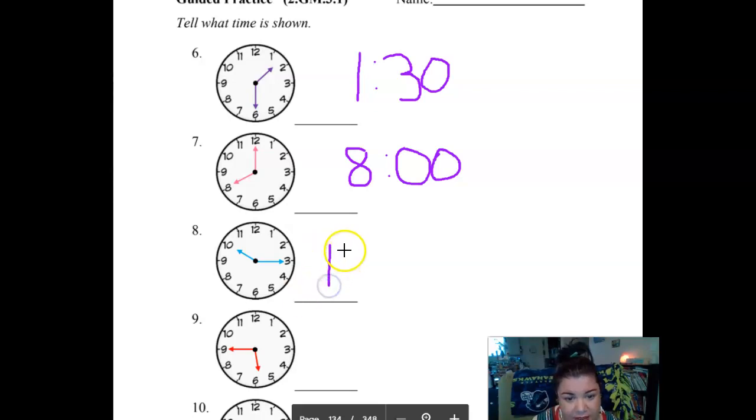Okay, the hour hand is on the 10, so it is 10. The minute hand is on the 3, and we said that makes it a 15. So it is 10:15. Okay, let's look at number 9. The hour hand is between the 5 and the 6. And the minute hand is on the 9. What time is that? Pause the video, write your answer down, come back and check. Pause now. Okay, so it is 5:45.